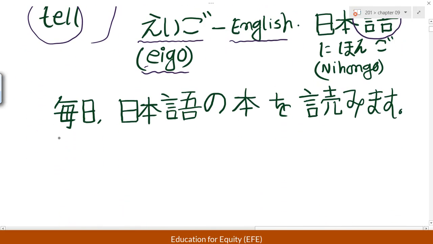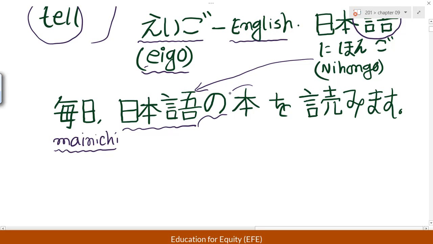So here is one sentence. We know this is called "mainichi", each and every day. Mainichi, nihongo no hon o yomimasu. "Hon", you know, means book. Each and every day I read a Japanese book: nihongo no hon o yomimasu.